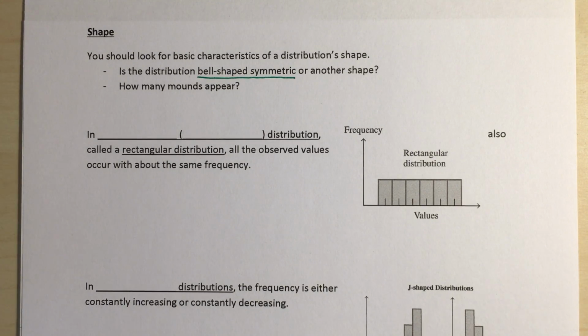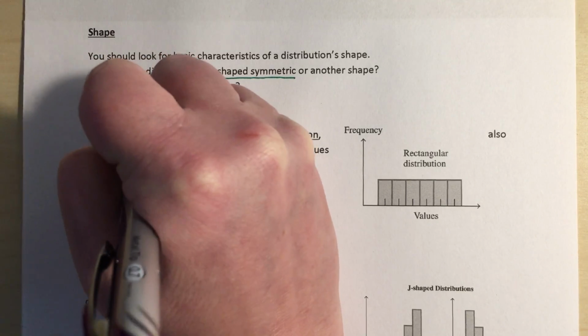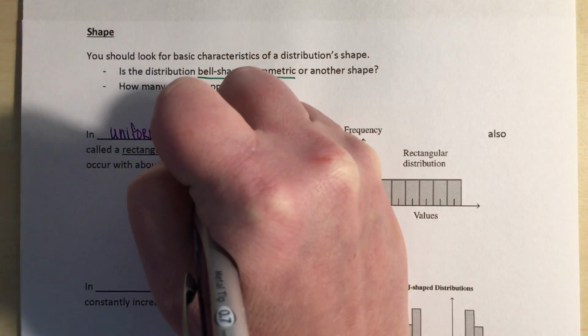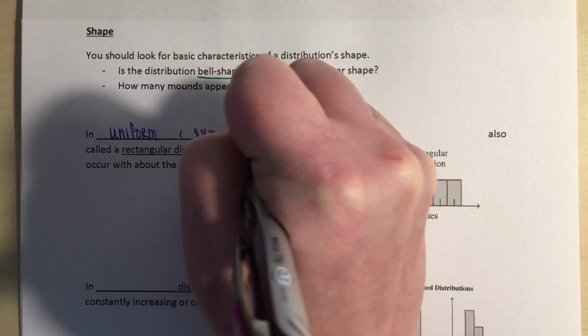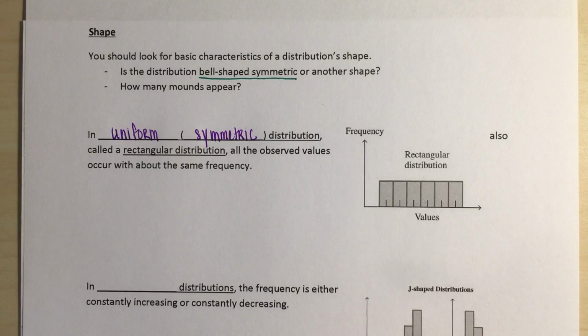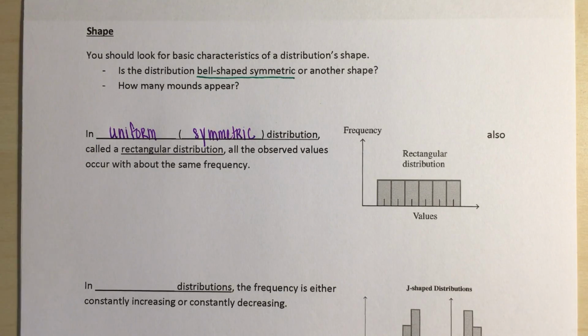Again, before we get into those, let's talk about a few other different types of shapes that we could see. And then we're also going to talk about how many mounds appear when we're looking at these. Right, so our first type of distribution, we could see a uniform symmetric distribution called a rectangular distribution, where all the observed values occur with about the same frequency.